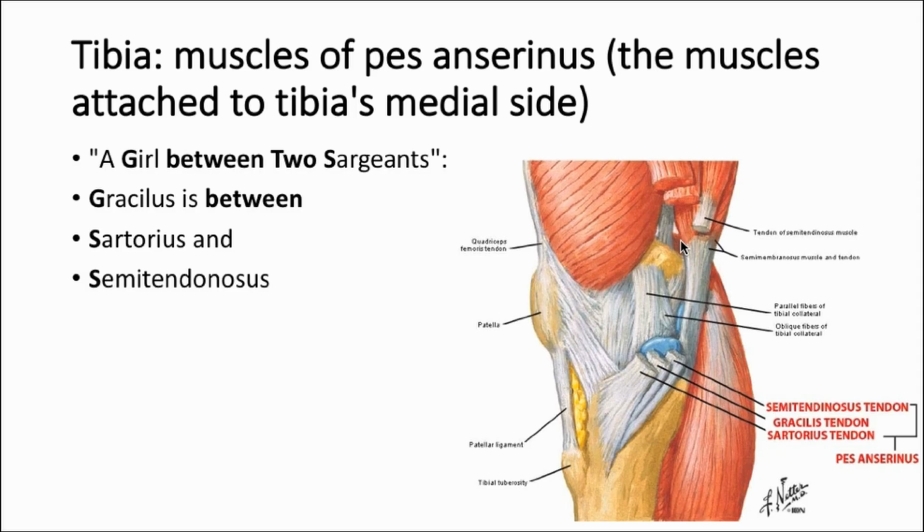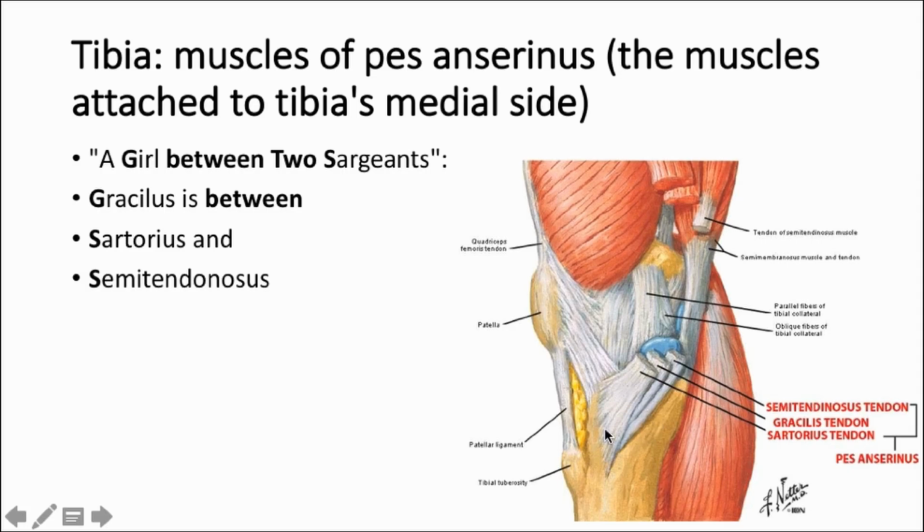One other quick thing I want to talk about as far as the knee and the leg is the tibia, right? So we talked about this pes anserinus or duck's foot, and there's 3 muscles that come down and form this pes anserinus here in the tibia, and it's gracilis, and sartorius and semitendinosus. And so a way to remember this is a girl between two sergeants, right? So gracilis is sandwiched between sartorius anteriorly and semitendinosus posteriorly.